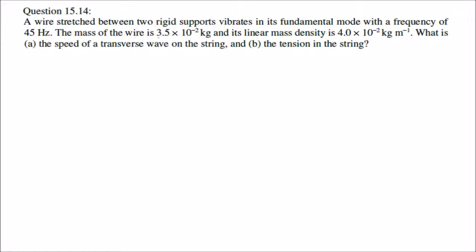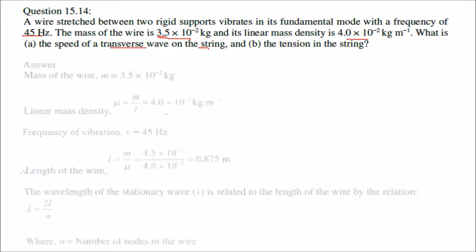A wire stretched between two rigid supports vibrates in its fundamental mode with a frequency of this much. This is the frequency. The mass of the wire is also given, and its linear mass density is also given. What is the speed of transverse waves on the string? Speed of transverse wave we have to find out, and the tension in the string we have to find out.